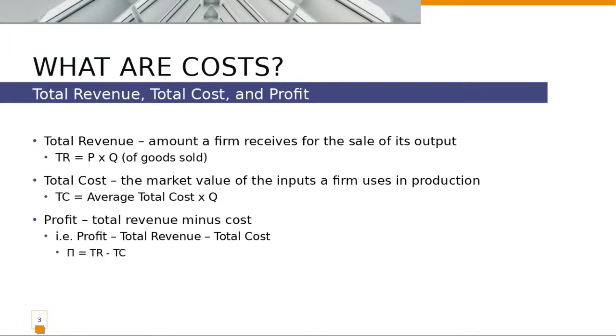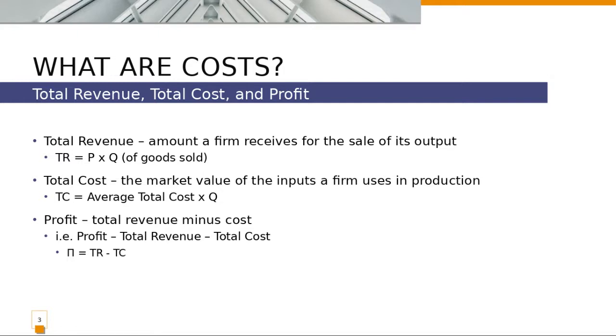So basically, total revenue is the amount of money that a firm receives from selling its goods and services. And we can find total revenue by multiplying the price times the quantity of goods sold. So simply put, how much money does Coca-Cola make? Well, the price of their Coca-Colas times how many Coca-Colas they sold tells you the total revenue of selling Coca-Cola.